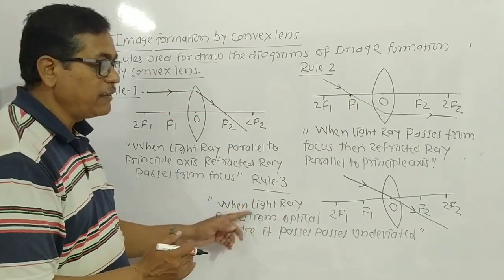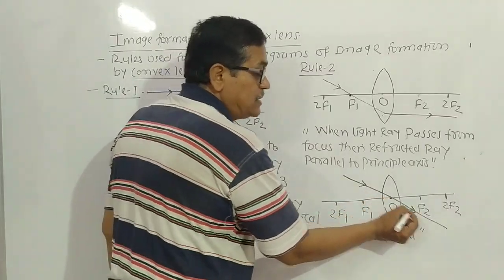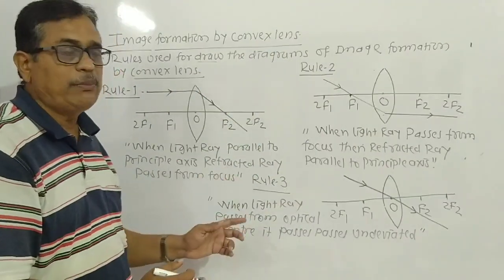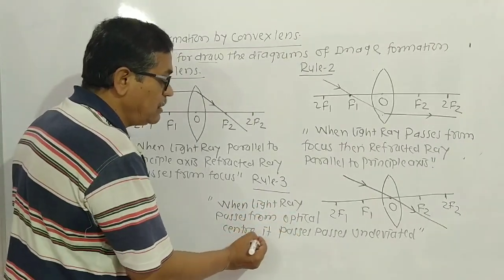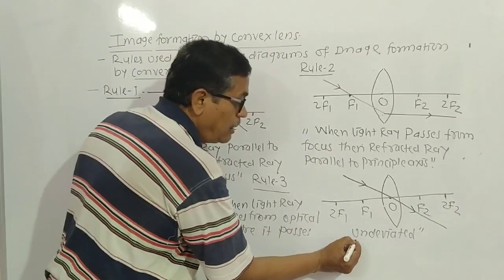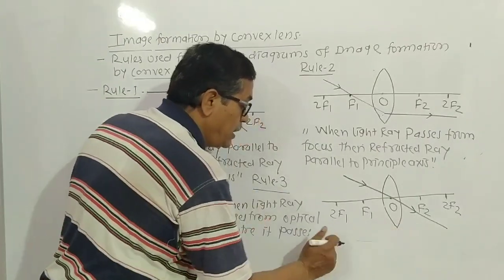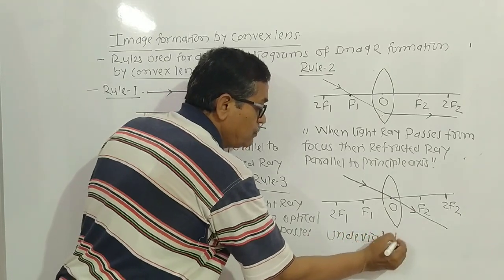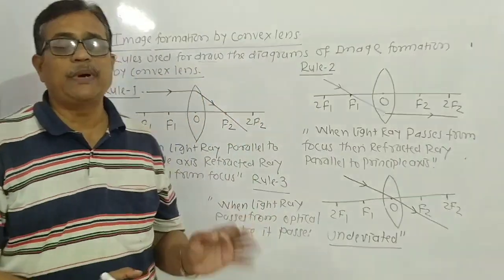What is rule number 3? When light ray passes from optical center O, it passes undeviated, means without changing the direction. That is rule number 3. Means when light ray passes from optical center, it passes undeviated. Undeviated means without changing the direction, it does not change direction, it passes straight.